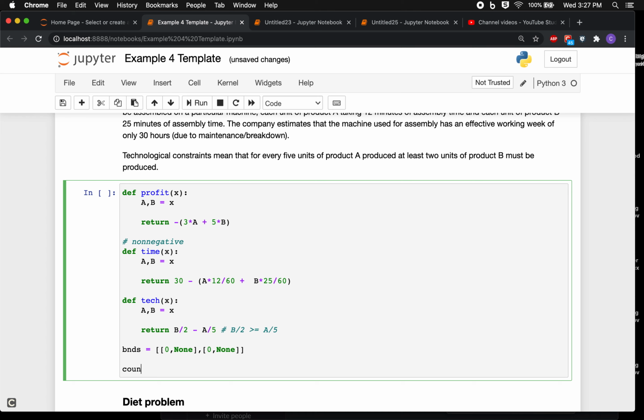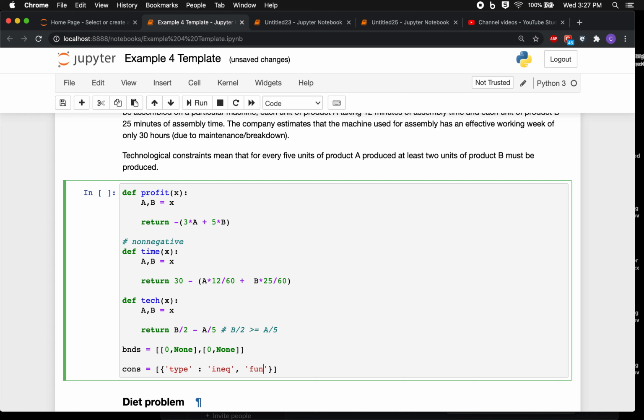And so then we add our constraints, where we have our constraints, and this is a list of dictionaries. So we do our type of our constraint. And in both these cases, our constraints are going to be inequality constraints, and then we tell it which function we have.